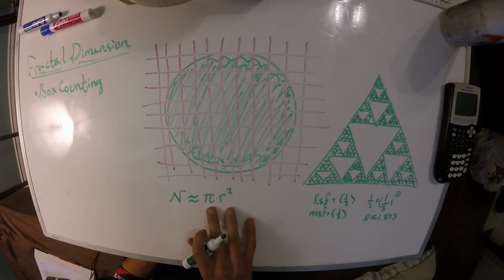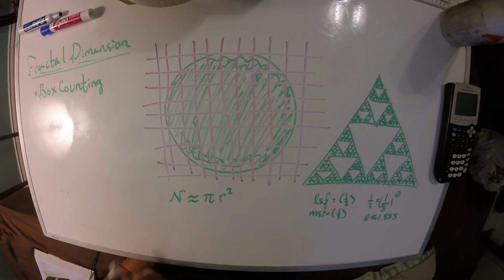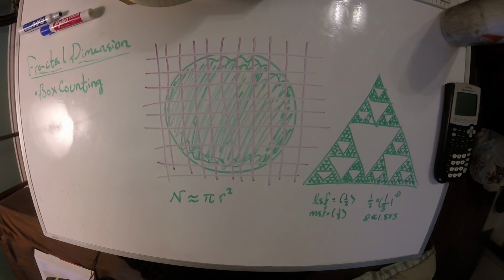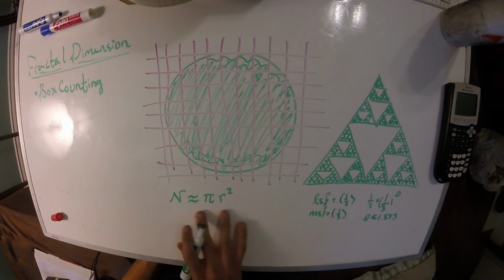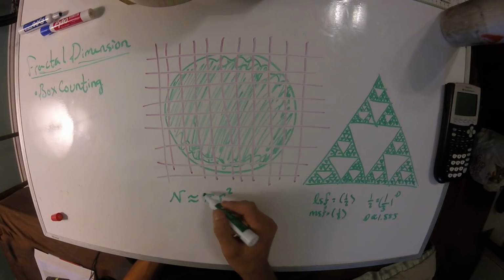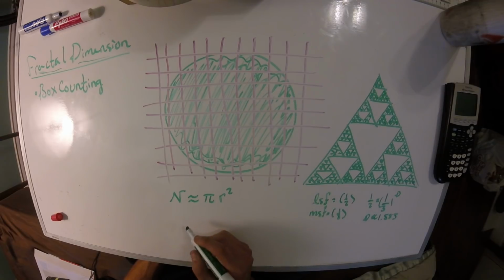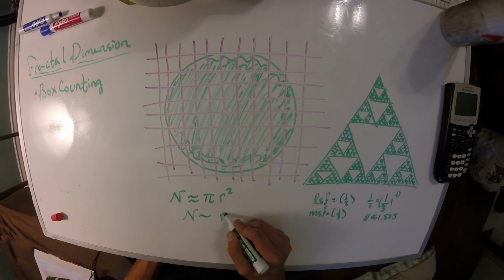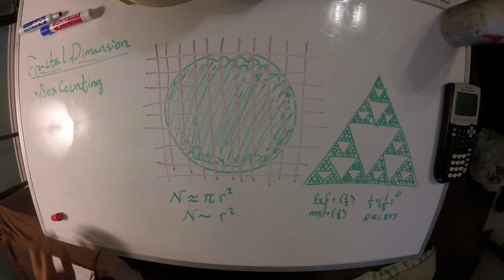So from the area formula of a perfect circle, we can get an estimate for the number of boxes that it touches at each size as we scale it up. But what we care about in this case is the proportionality. So we don't have to worry about the pi, because the pi is just this constant prefactor. And so what we care about in this case is the fact that n, the number of boxes being touched, is proportional to r squared.